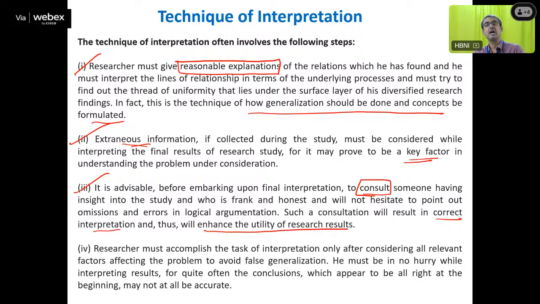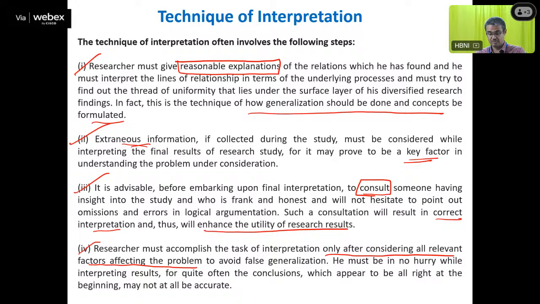It will uplift the quality of your research, because experts will point out the deficiencies and also point out the main focus of your research or give a direction to your research. The researcher must accomplish the task of interpretation only after considering all relevant factors affecting the problem. So you have to consider all relevant factors affecting the problem to avoid false generalization. So false generalization needs to be avoided. It's very difficult, and important as well.